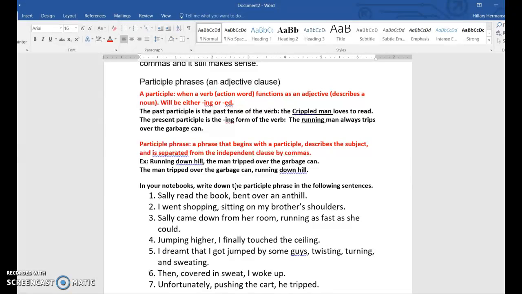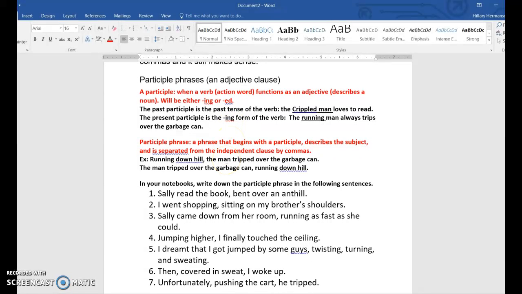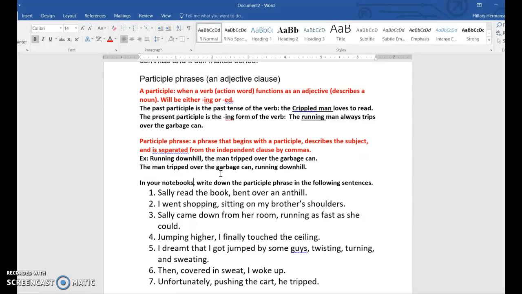So a participle, and we've learned about this, we took notes on this very page. A participle is when a verb, that's an actual word, functions as an adjective or describes a noun, and it ends in either ing or ed. The participle phrase is the suitcase clause. A phrase that begins with a participle describes the subject and is separated from the independent clause by commas. So, for example, running downhill, the man tripped over the garbage can. So running downhill would be your participle. And notice you can put your participle phrase before the sentence, after the sentence, or even in the middle of the sentence, as long as it makes sense, of course, but grammatically, it's okay.